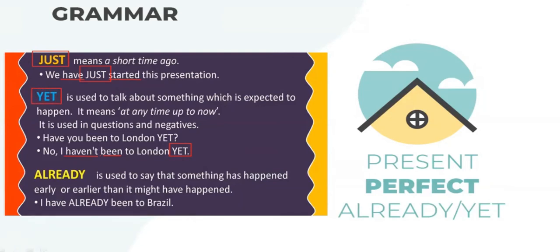And the next word is already. I told you that we use already when an experience happened earlier than we expected. As with just, it's the same structure. Subject, have or has, the adverb already, and then the verb in past participle. That is the order of the sentence. And this is how we use present perfect with already, yet, and just. We use already, yet, and just to be more specific about the time an experience had happened.